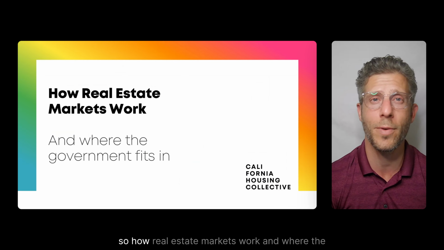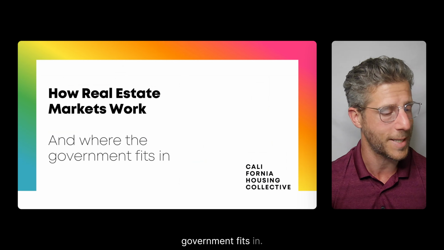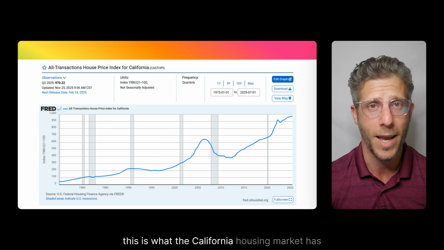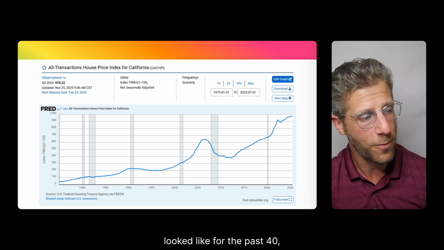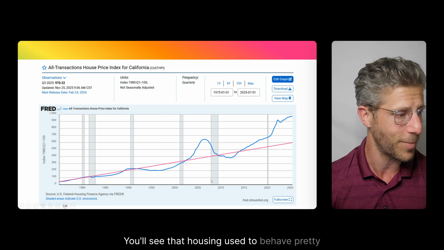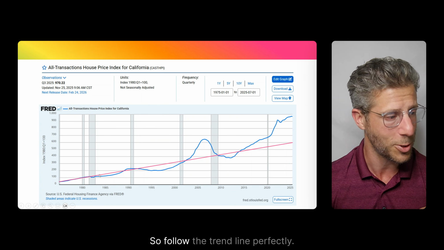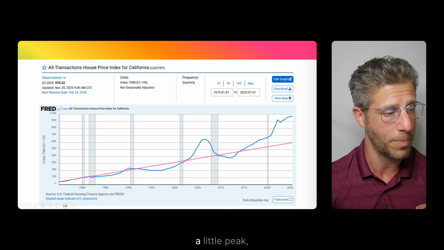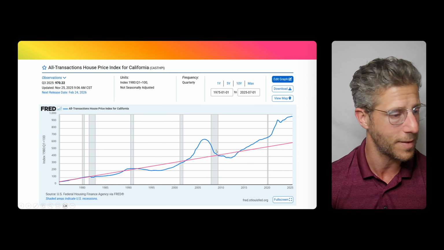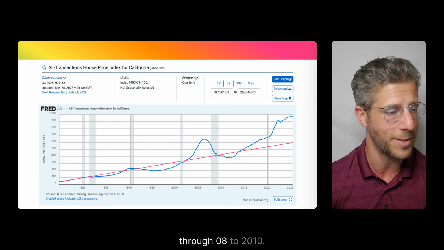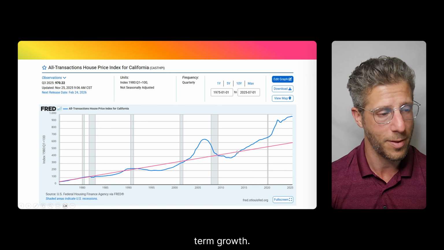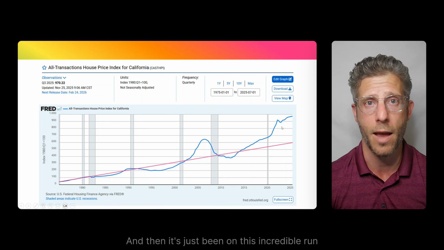Let's dive in. So, how real estate markets work and where the government fits in. You've seen this graph a few times on this channel so far. This is what the California housing market has looked like for the past 40, 45 years. If we throw a trend line on this, you'll see that housing used to behave pretty normally. It followed the trend line perfectly, a little dip, a little peak, a bigger dip, a much bigger peak, the famous housing crash of, let's say, '06 through '08 to 2010. Then the market actually went underneath the long-term growth, and then it's just been on this incredible run ever since.